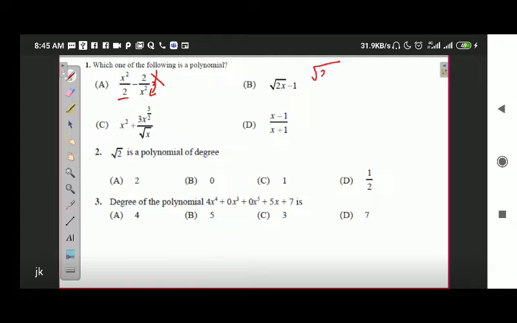Next is under root 2x. That means this is root 2 x to the power 1 by 2. So once again, 1 by 2 is not a natural number. Therefore, this is also not a polynomial.